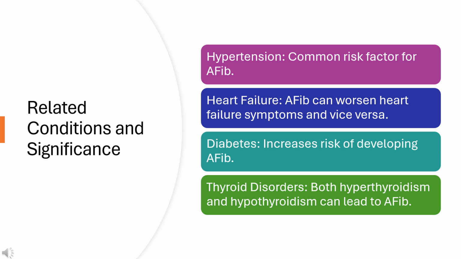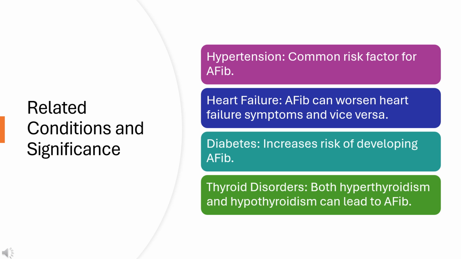Effective glycemic control is essential in reducing the risk of AFib. This involves regular monitoring of blood glucose levels, adherence to anti-diabetic medications, and lifestyle modifications. Additionally, managing conditions such as hypertension and obesity is crucial.